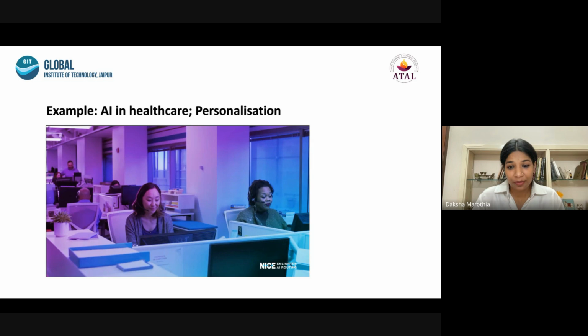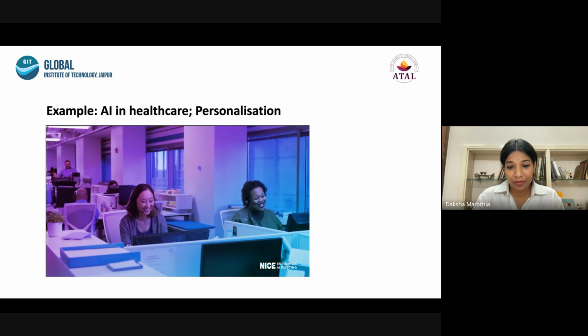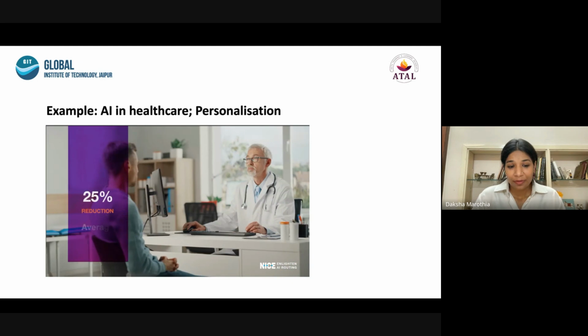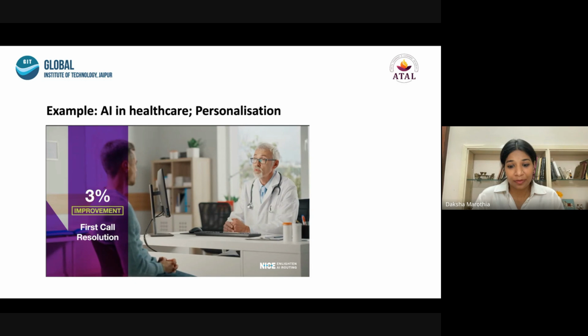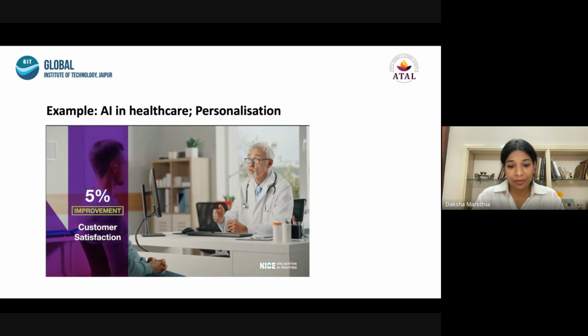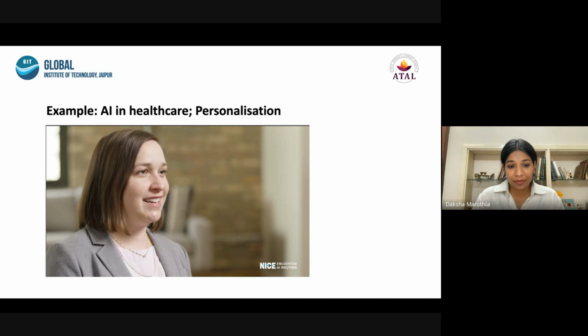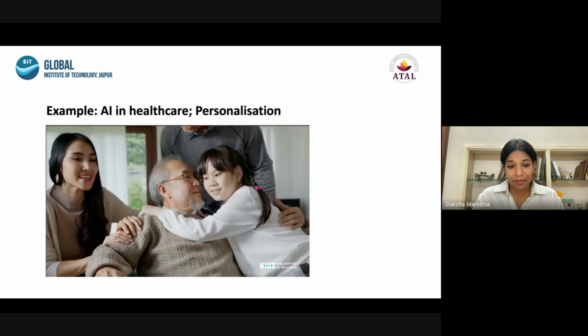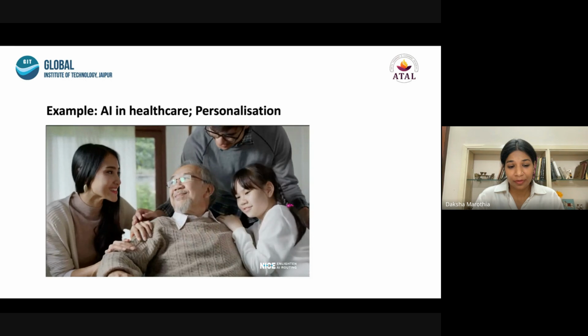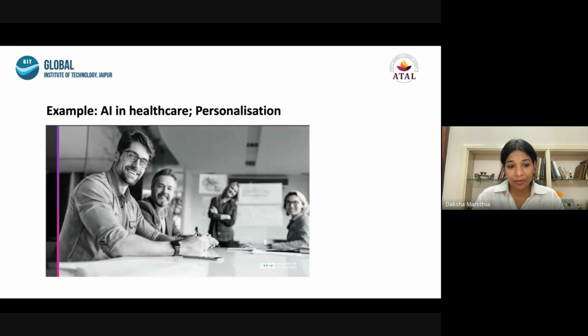When healthcare conversations meet individual customer preferences, we've seen as much as a 25% reduction in average handle time, 3% improvement in first call resolution, and 5% improvement in customer satisfaction. Using advanced analytics and AI to pair customers with agents personalizes conversations, improves call outcomes, and ultimately the healthcare journeys of consumers and their families.